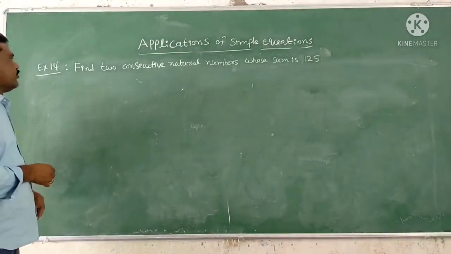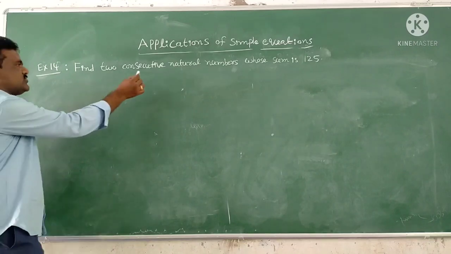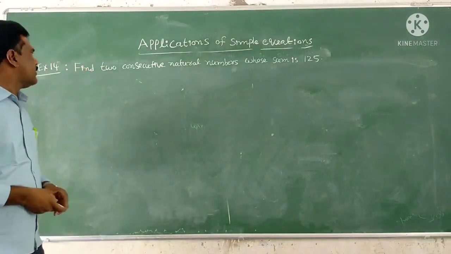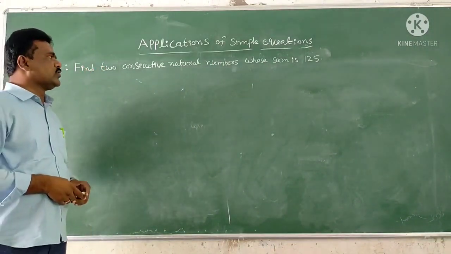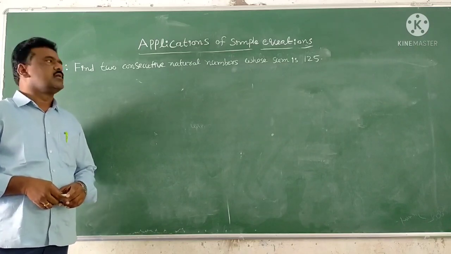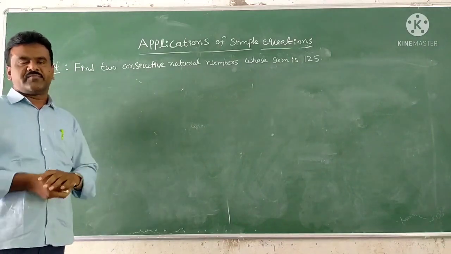Children, now we are going to example 14. Find two consecutive natural numbers whose sum is 125. This is the problem related to real life.